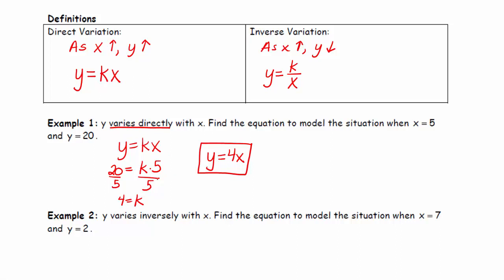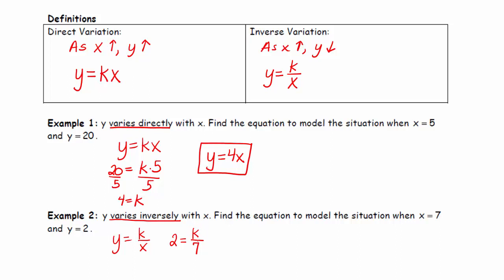What you have not been working with is inverse variation. So let's try one of those. In example 2, y varies inversely with x. So let's set this one up as y equals k over x. And this time we're finding the equation to model a situation when x is 7 and y is 2. So we're going to plug in 2 for y, leave k as k because we don't know what it is, and 7 for x.